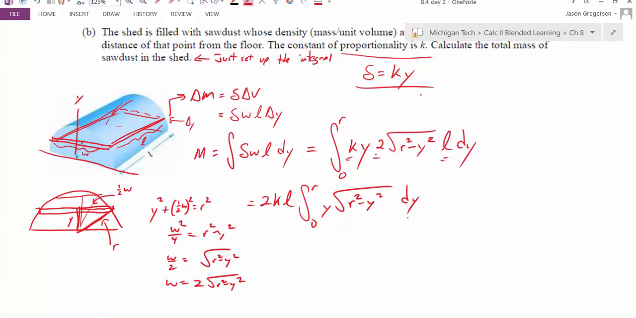Finish up this integral. See if we can finish up this integral here. Kind of going through the setup. Now we can actually do the substitution. So we're going to do w substitution or u substitution, whatever you want here. What is your substitution going to be? What is the substitution here? r squared minus y squared, absolutely.